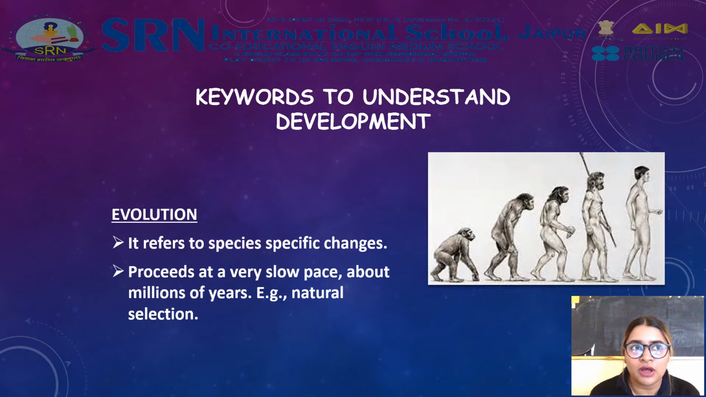When we talk about our ancestors, they had a tail. Now because it wasn't coming into any use, due to evolution, due to a species-specific change which was proceeding at a very slow pace, our tail vanished. So now we don't have a tail anymore. This is an example for evolution. I hope that you've understood so far.